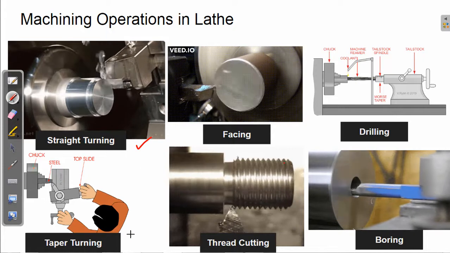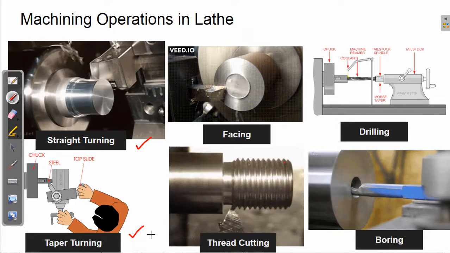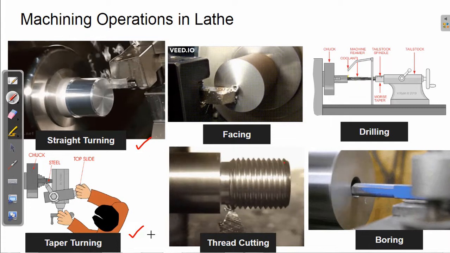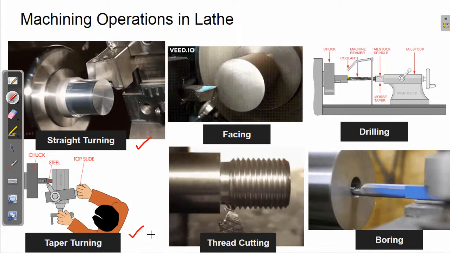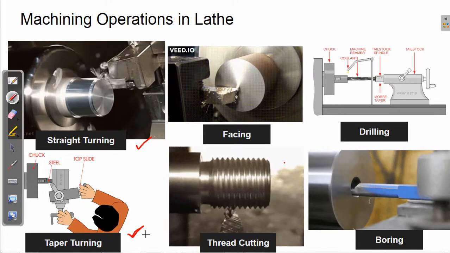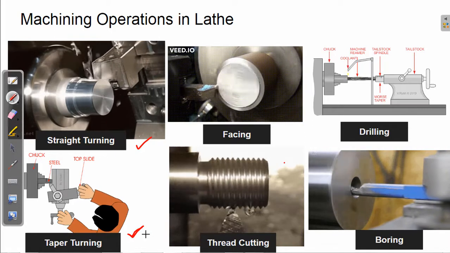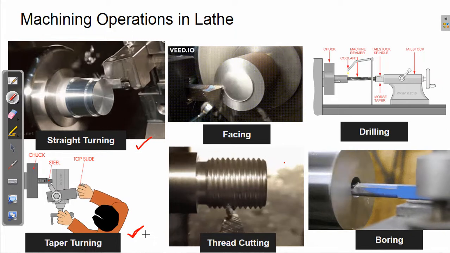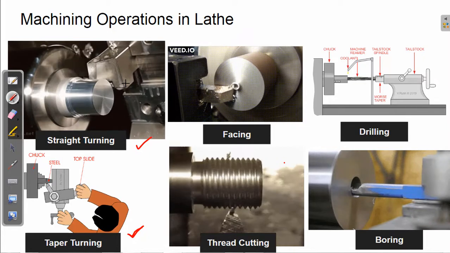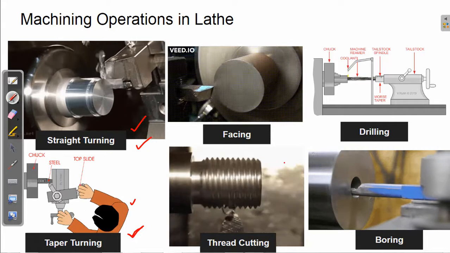On the other hand, just below this straight turning you'll see that another operation is going on, which is called taper turning. In a taper turning, again the material is removed from the surface and the diameter is gradually changing along the axis. That means a taper is there in the final job, and for that, as you can see here, the compound rest is swiveled and then the longitudinal feed is given. By longitudinal feed, we mean the motion of the cutting tool that is given along the axis of the job. As you can see in both these cases, along the axis of the job, you are giving the feed motion.